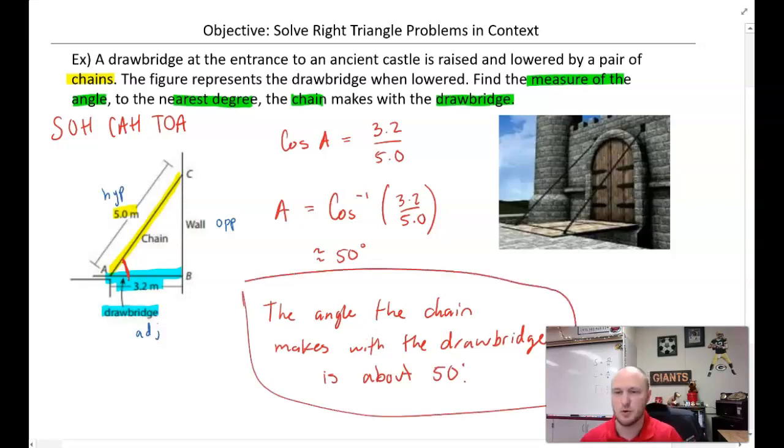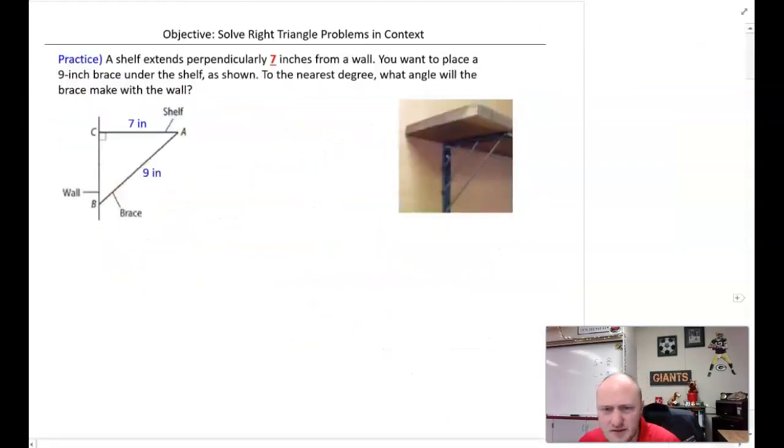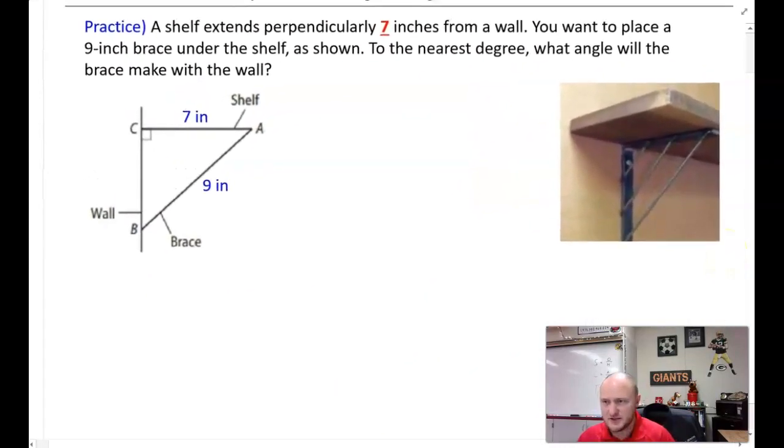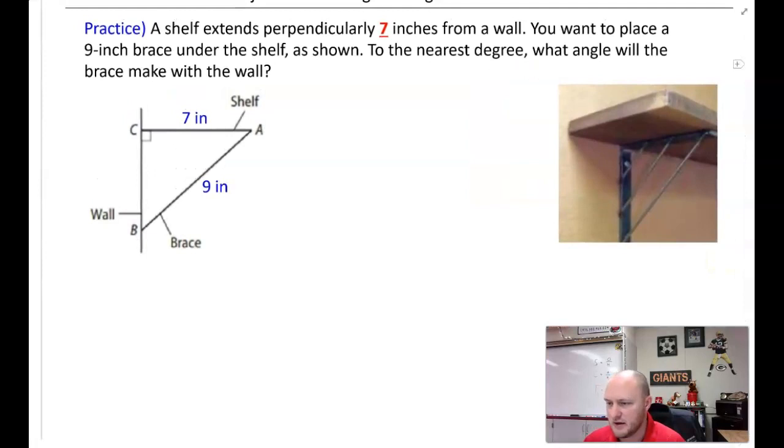Okay, this is a word problem, so generally you answer in a sentence, in words. Okay, all right, here is a practice problem. Please go ahead and pause the video, and then I'll show the solution here in a second.